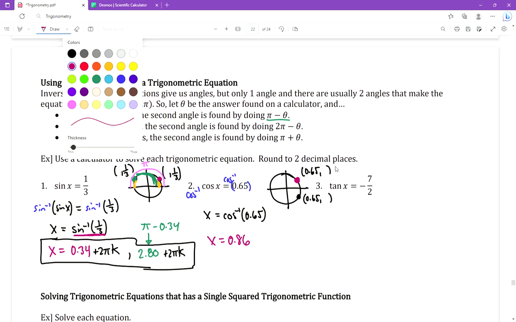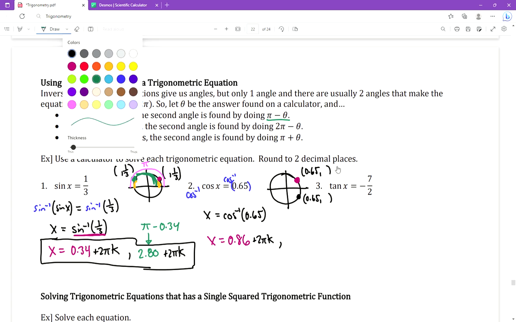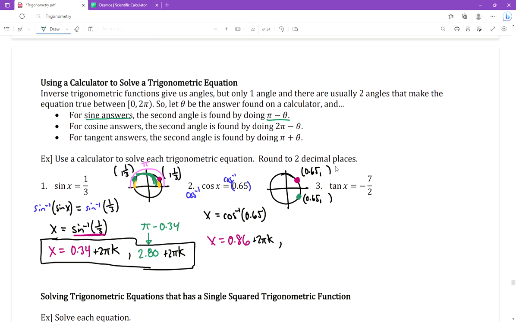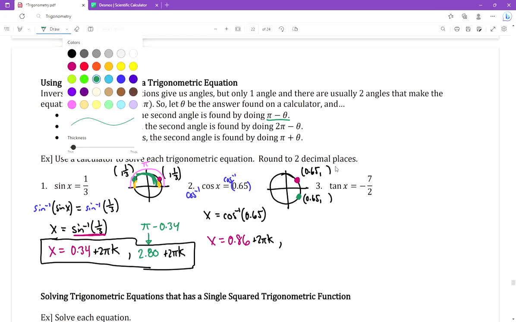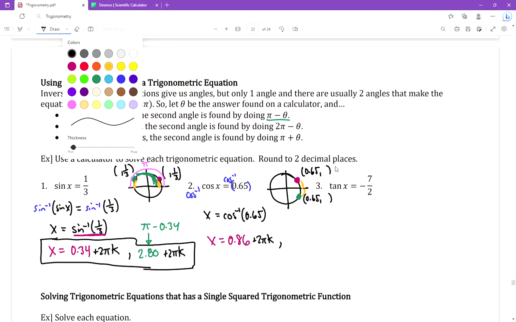And then like before, they would want all solutions, so might as well do plus 2 pi k, comma. Now the one in the green, that would have been found, again, we can mark it up like the trig function. These two are the same length. So for cosine, you could also just take the negative of the previous answer to get it. Okay, so negative 0.86 would also work. However, they might not want a negative answer, and it really doesn't matter, but if they're being extra picky, they might not want a negative.